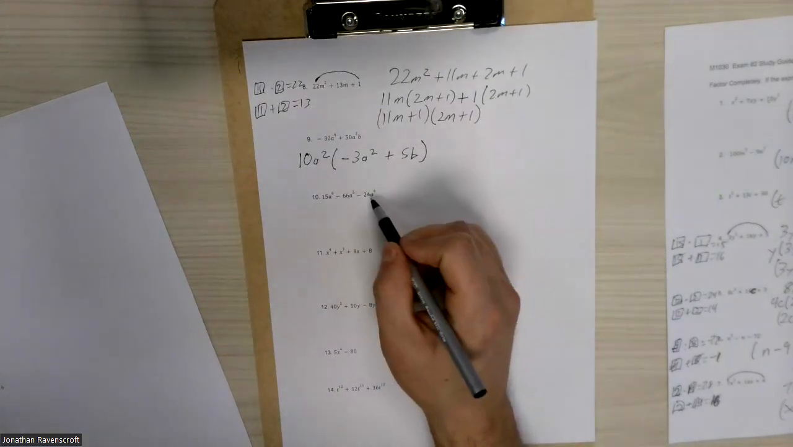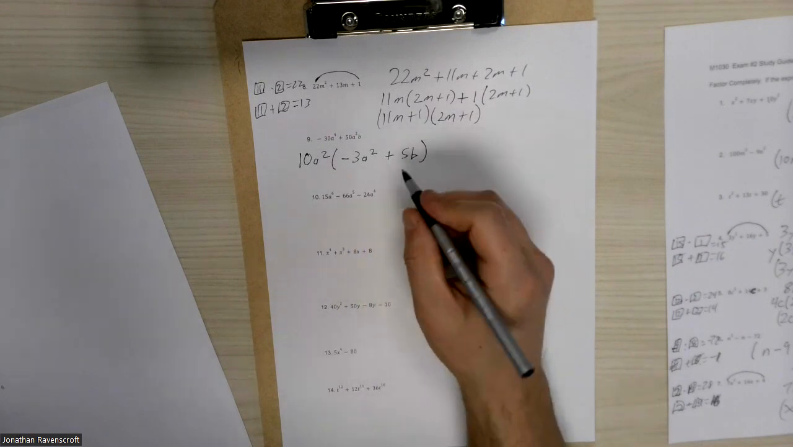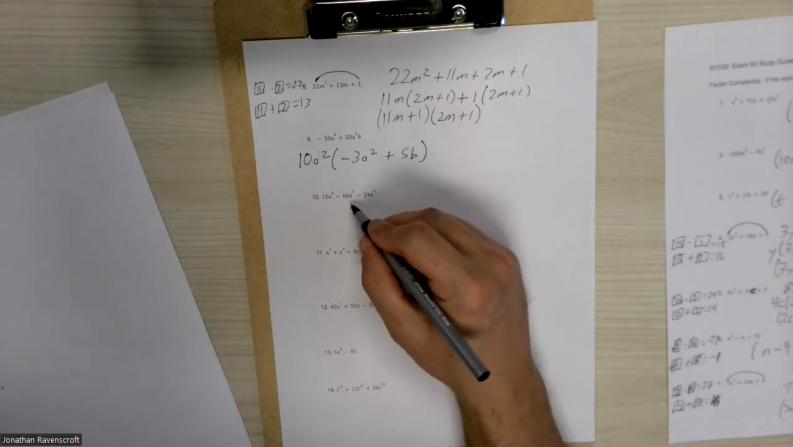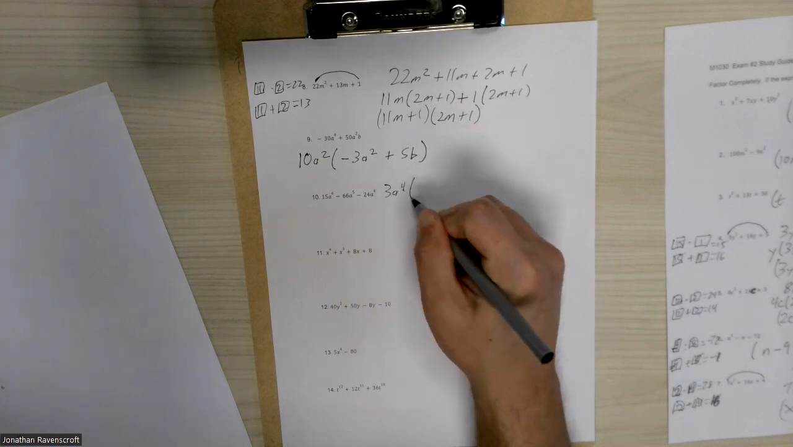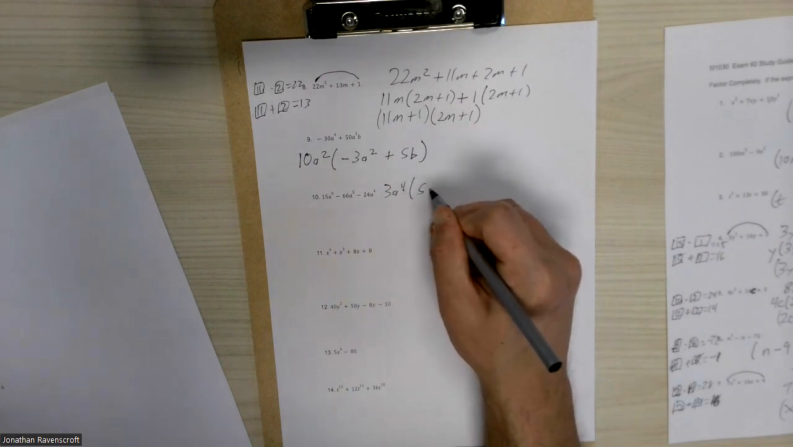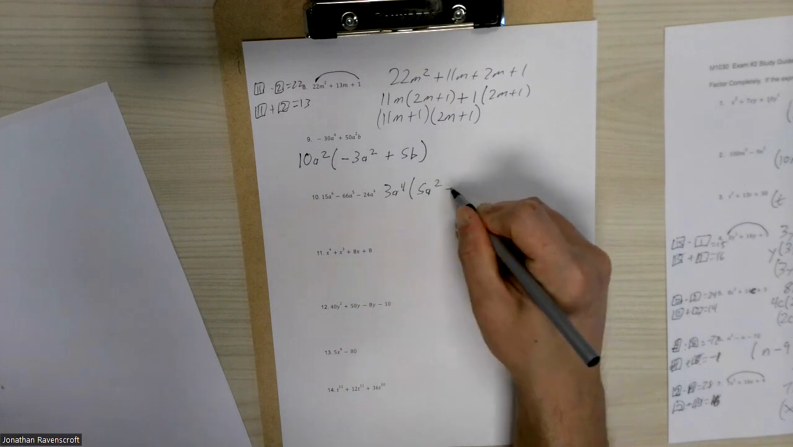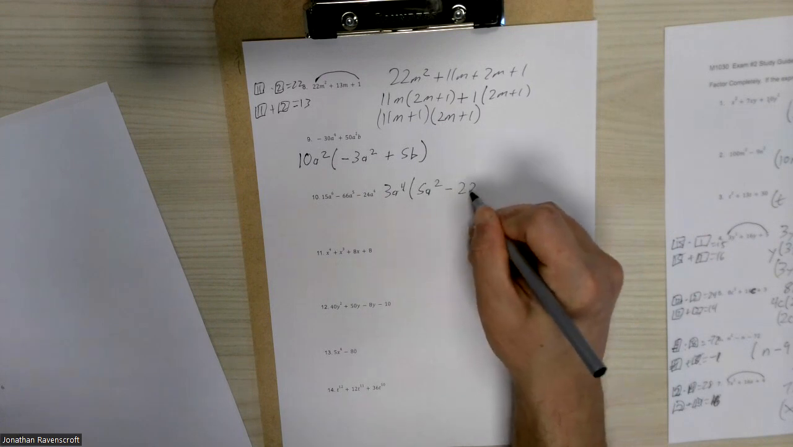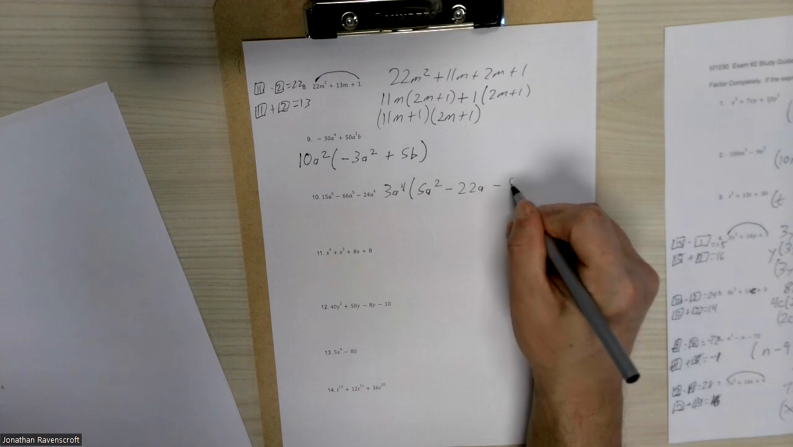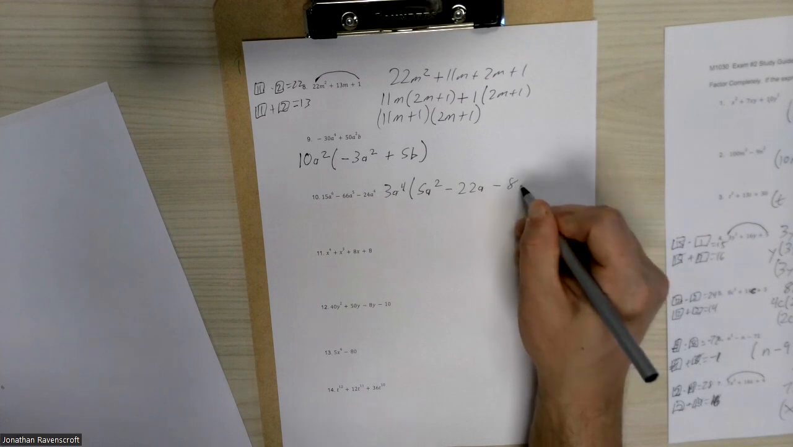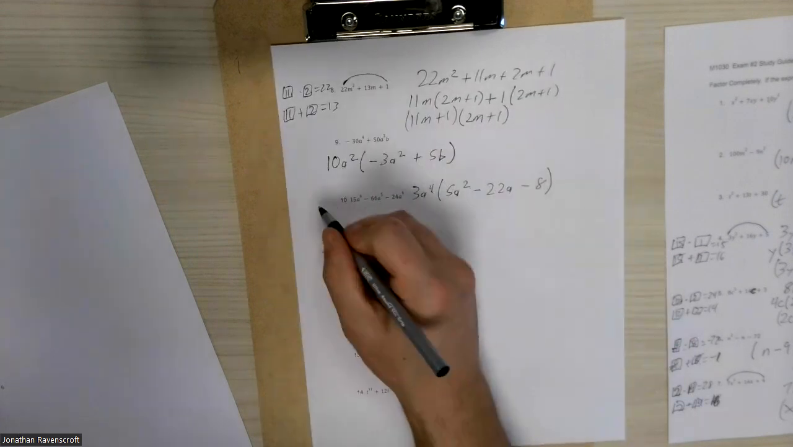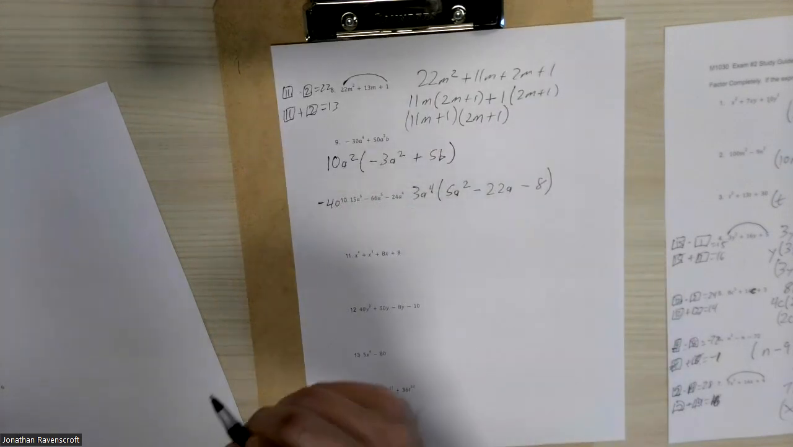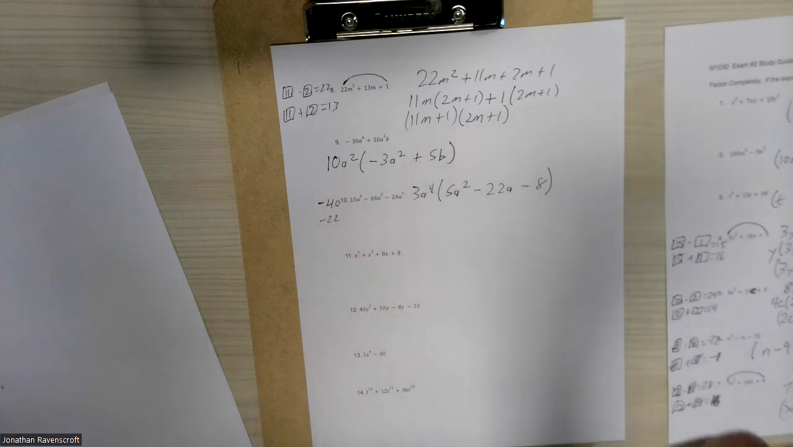Question 10's a trinomial, but I want to take out a greatest common factor. Let me take out 3a to the 4th, leaving 5a squared minus 22a minus 8. Got another AC method. 5 times 8 is negative 40. Middle term's negative 22.